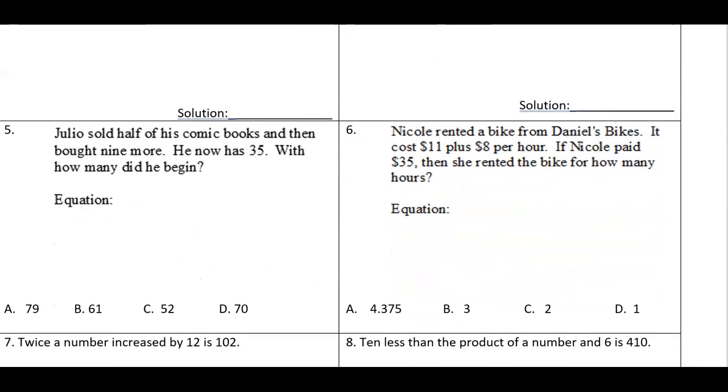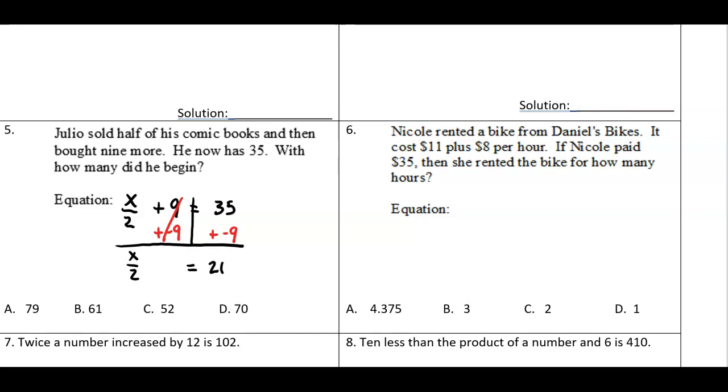Let's do 5 together. Julio sold half of his comic books and then bought 9 more. That's x/2, so selling half, and then buying 9 more is plus 9. He now has 35, so equals 35. Draw your scales here. Remember, you want to work with the side that has the variable and the constant first. So I see plus 9, so therefore I'm going to add negative 9 to both sides. The 9's cancel off.